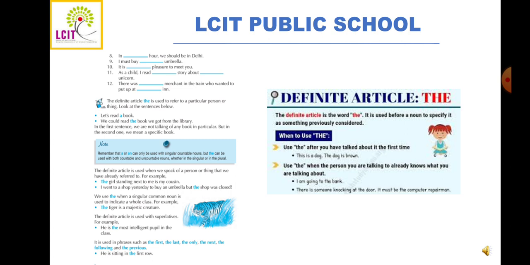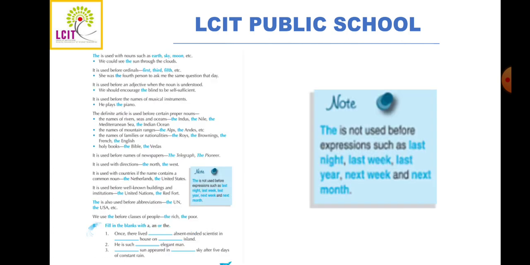According to your book, the definite article is used when we speak of a person or thing that we have already referred to. Now dog is very common, but you do not know which dog I am talking about. But if I talk about some common things like girl, the girl standing next to me is my cousin. Now I am going to the bank. Bank is known to everyone, whichever bank I can go to. So I am going to the bank. In that way I can use the definite article.